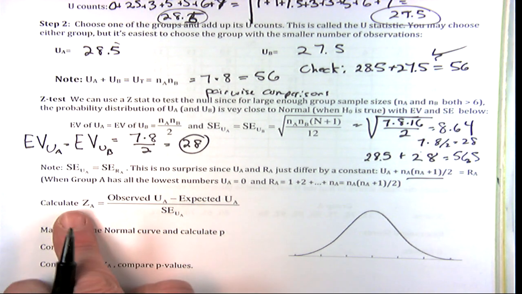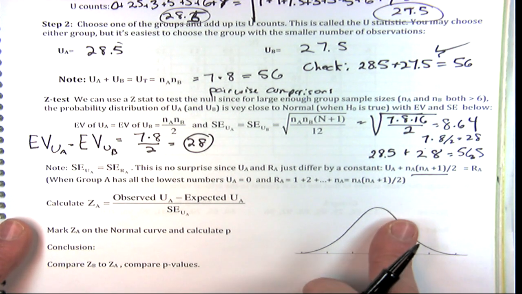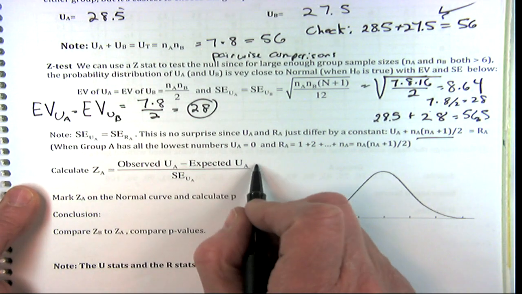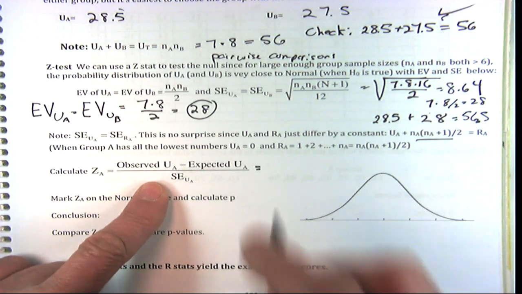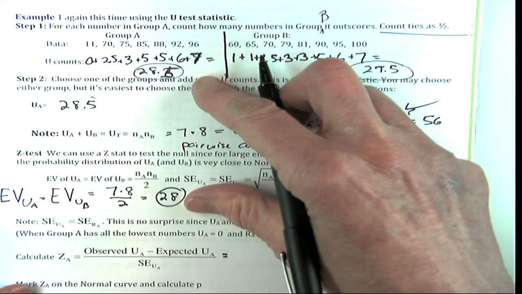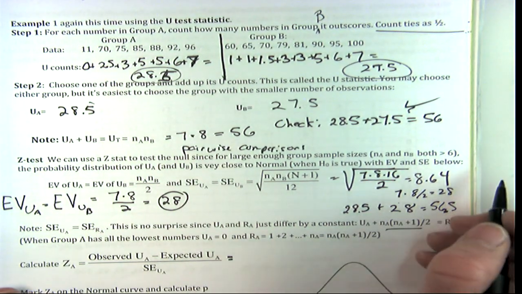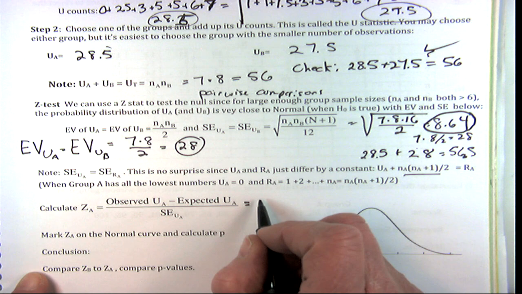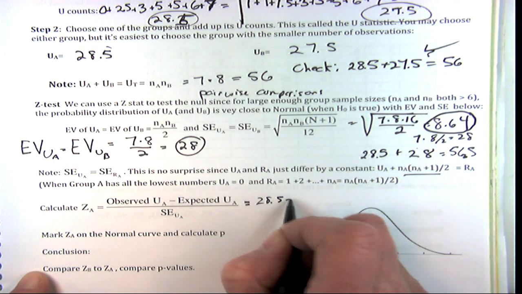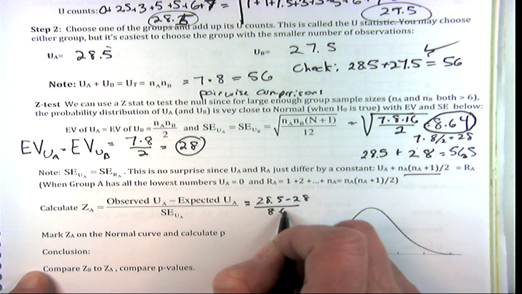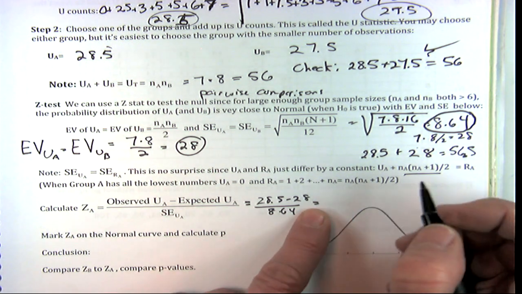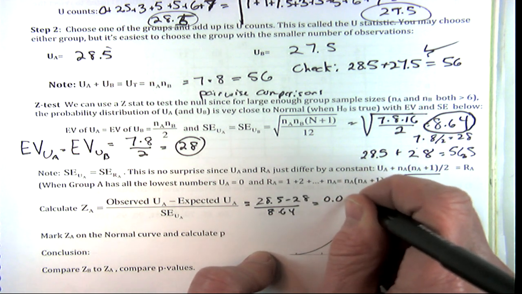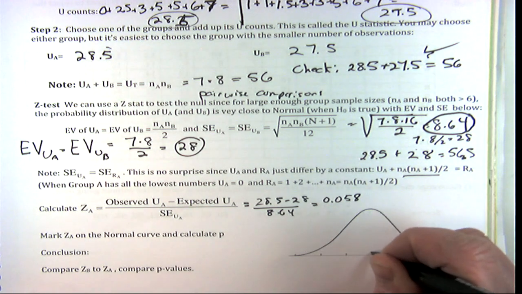So now, what do we want to do next? You're going to get the same z-stats, and I think you can see that, because here we have the observed U minus expected. They just differ again by 0.5, and it has the same standard error. Right here's your standard error. So we're going to get the same thing. That's 28.5 minus 28 over 8.64. Again, it's just that little difference of 0.5, and we get 0.058. It's the exact same thing.